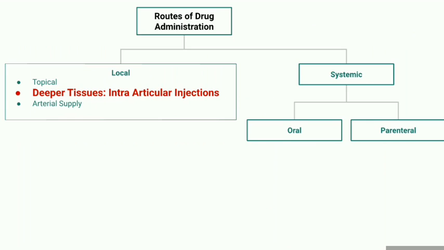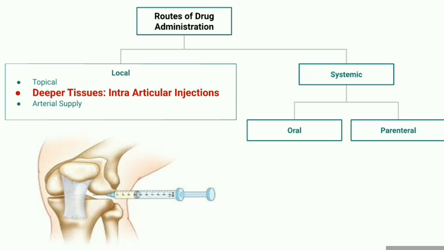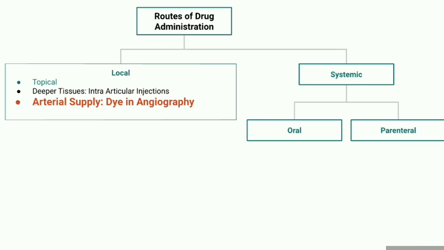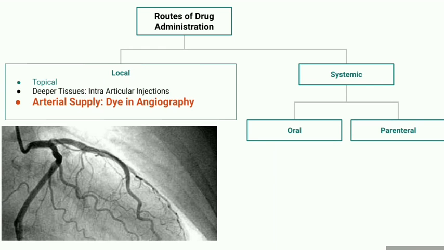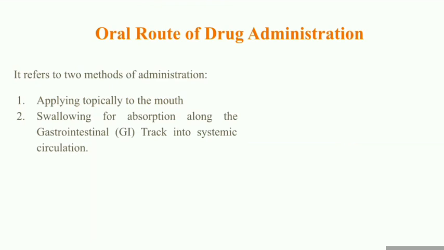Now the next division of local route of drug administration is deeper tissues. Like in osteoarthritis, we introduce intra-articular injections of hydrocortisone acetate. These are called the deeper tissues because the drug is directly introduced into the deeper tissues of the body. And the next division is arterial supply. The arterial supply is used in angiography. A dye is introduced into the vessels of the heart so that we can diagnose any blockage or any foreign particle in the vessels.